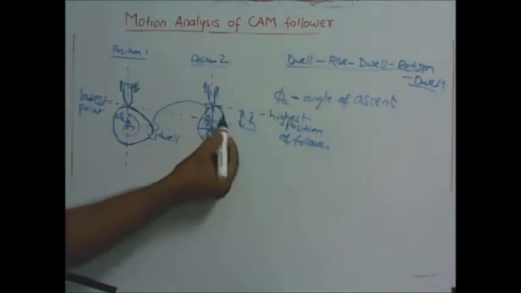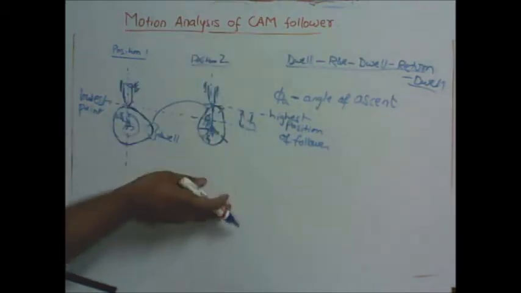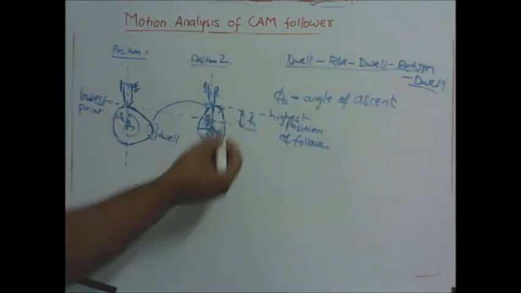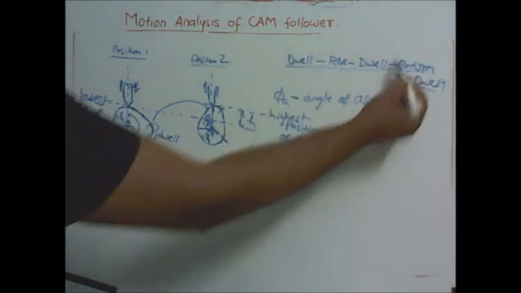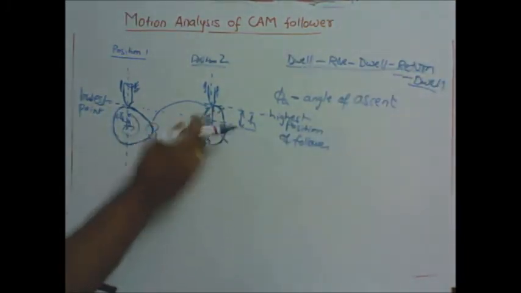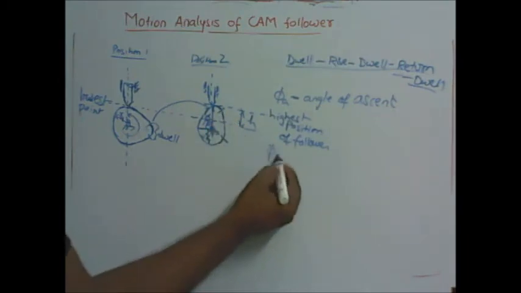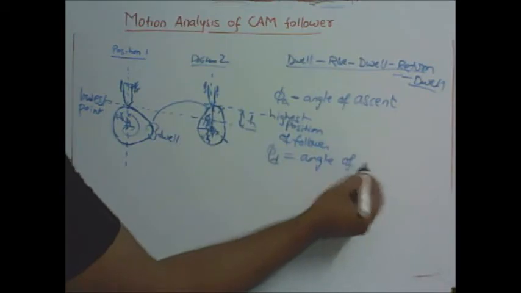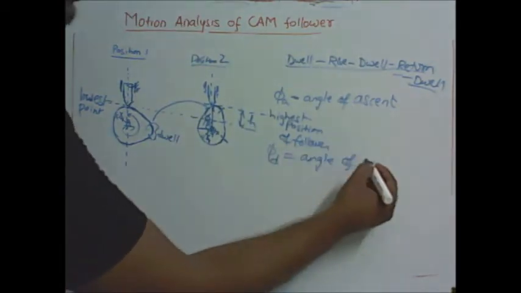When it is rotated further from this point to this point, it will again start falling, from the highest point to the lowest point. That is, again from h to 0. That is the return stage. So phi A is the angle of ascent, and this part is phi D, which is the angle of descent. It represents the falling of the follower from the highest point to its lowest point.